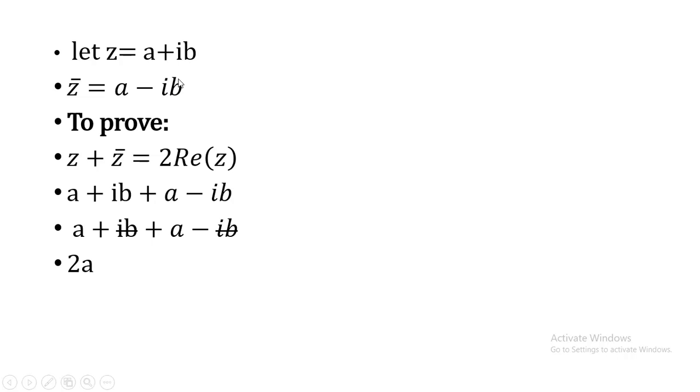So that is how we prove this thing, that if we add a complex number to its conjugate, the result will be twice the real part of that number. Okay, moving on. Now I'm going to take some real, non-general examples.